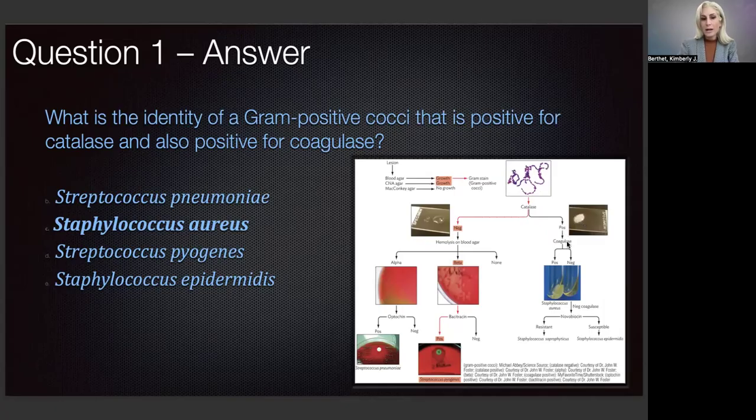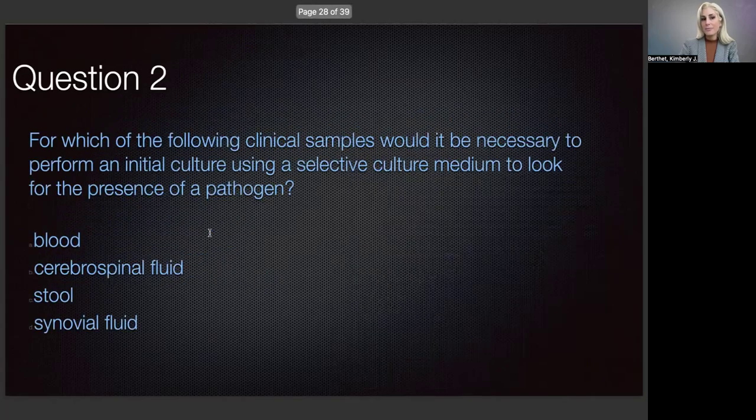Then it says for coagulase, it's also positive. So we go here, and that leads us to Staphylococcus aureus, right? If it was negative, we could do novobiocin testing and see if we're resistant or sensitive to the antibiotic. But here we just stop at Staphylococcus aureus.